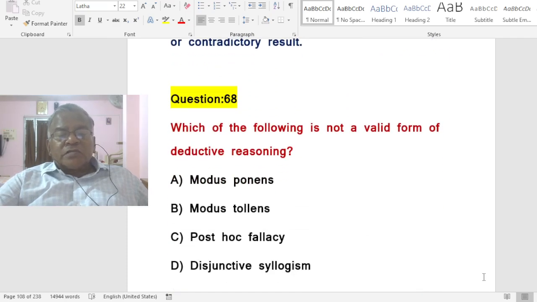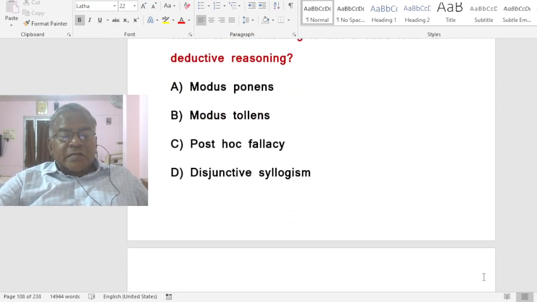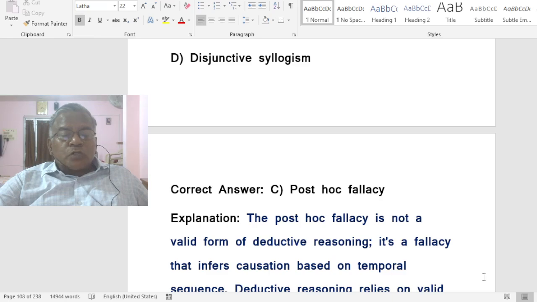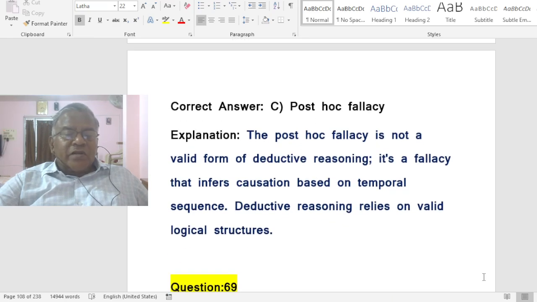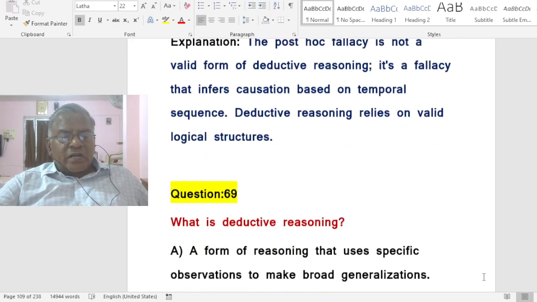Which of the following is not a valid form of deductive reasoning? That is the post hoc fallacy. What is the meaning of the post hoc fallacy? The post hoc fallacy is not a valid form of deductive reasoning. It is a fallacy that infers causation based on temporal sequence. Deductive reasoning relies on valid logical structures.